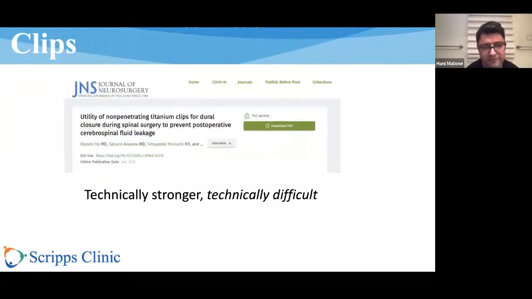You may have heard of these clips as well. One or two folks have come by my office and showed me clips for dural repair. It makes a lot of sense, especially when you're in a small corridor, is it easier to place a clip? And technically, they are stronger, which is what this study shows.